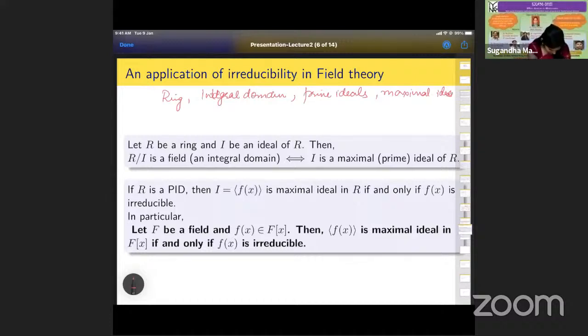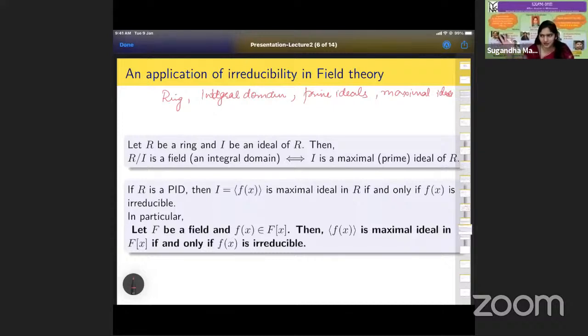I'm quoting two results here. The first one says that if R is a ring and I is an ideal of R, then the quotient R/I is a field if and only if I is a maximal ideal of R. And there is also the statement about integral domains: R/I is an integral domain if and only if I is a prime ideal, right? You should look at the proof of this very carefully. You should know why this happens. But here we are going to just look at the application of this.